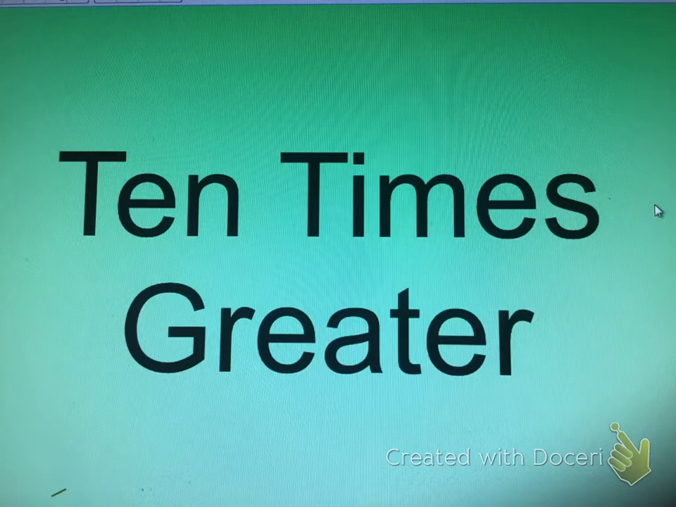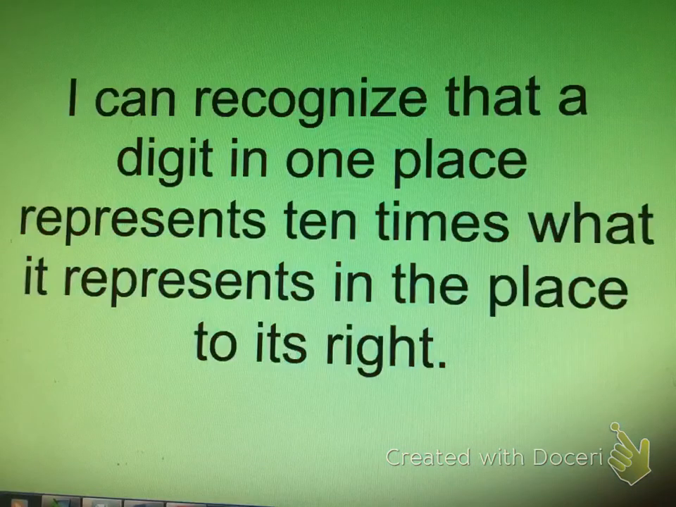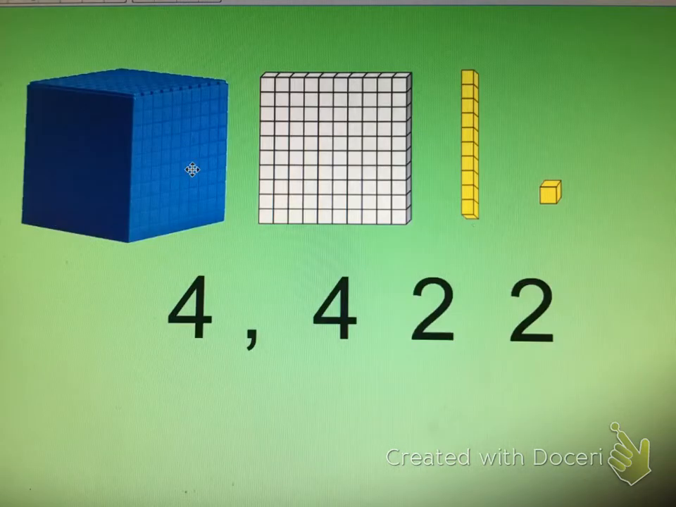So today we're going to explore the relationships between different place values. Our I can statement for this lesson is that we can recognize that a digit in one place represents 10 times the value of the place to its right. Now this just happens to be a very long, complicated description for a very simple concept. So let me show you what it actually means.